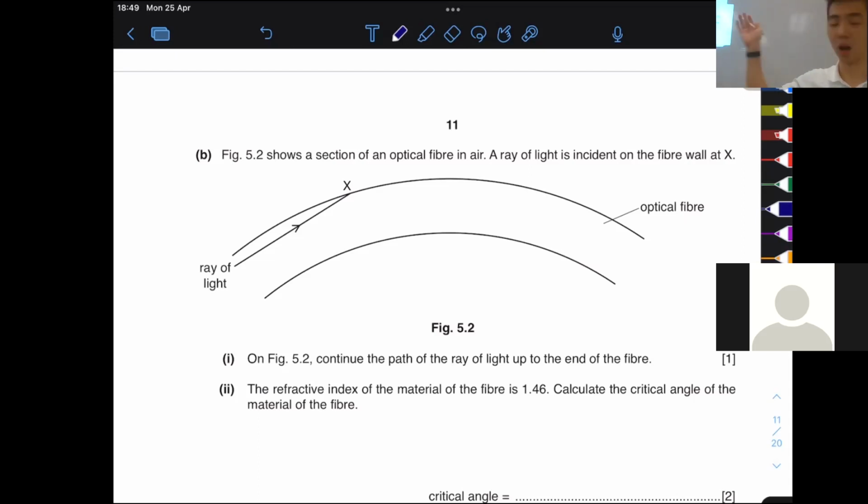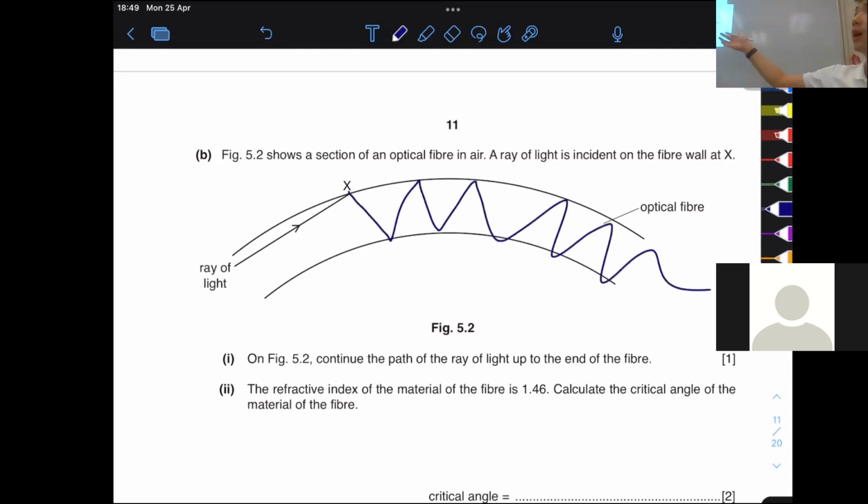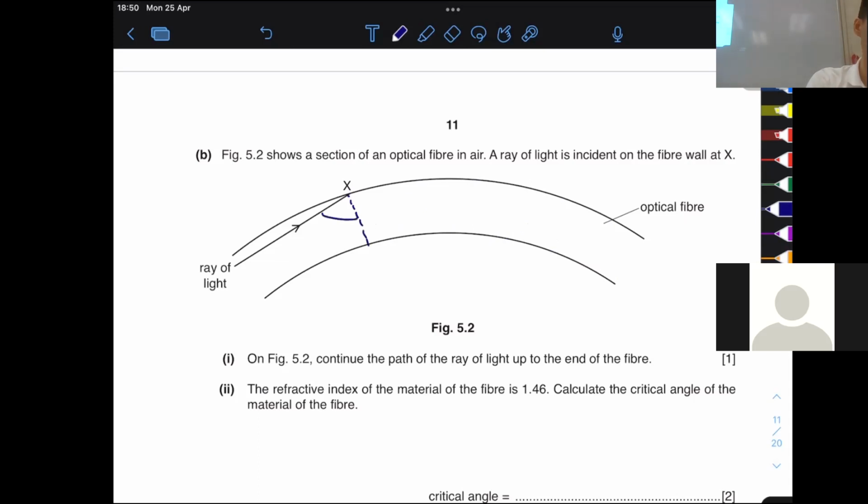Anyways, hey, listen up. A lot of students like to draw total internal reflection, draw, reflect, then eventually it will come out of the fiber, right? Now, what's wrong with this diagram is that, number one, it doesn't even follow the law of reflection. The law of reflection states that the incident angle must be equal to the reflected angle. Imagine if this is the normal, this would be the incident angle. The reflected angle must be the same as your incident angle.